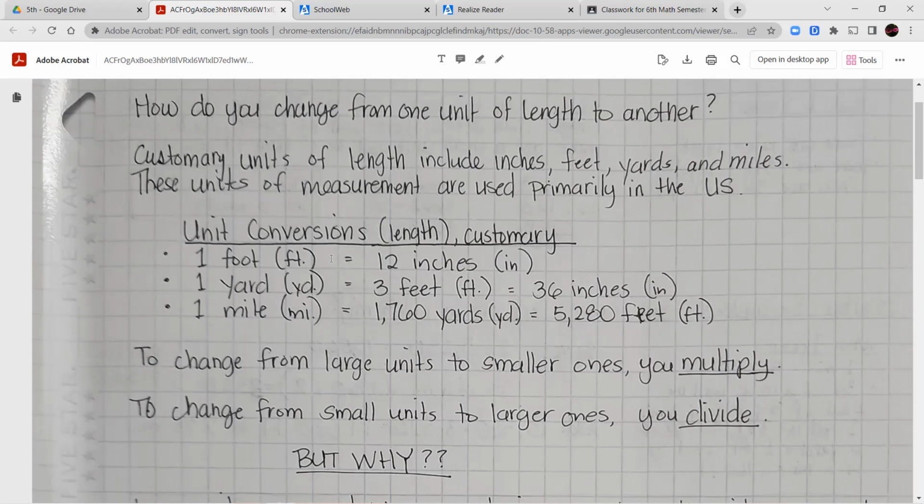So if I'm talking about moving from feet to yards, I'm going to put 3 groups into each yard. So 3 feet are going to go into each yard. So my number at the end is going to be smaller because we're putting them together to make larger sized pieces.